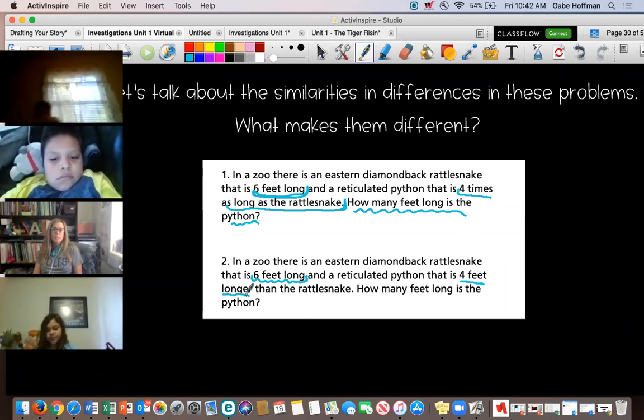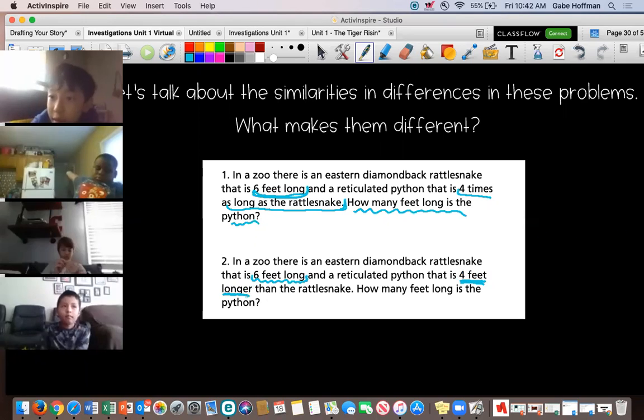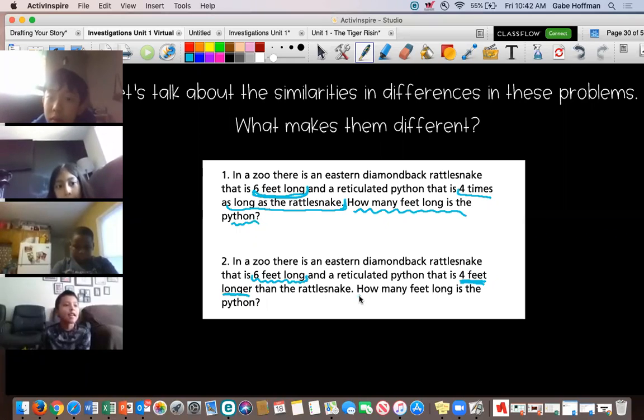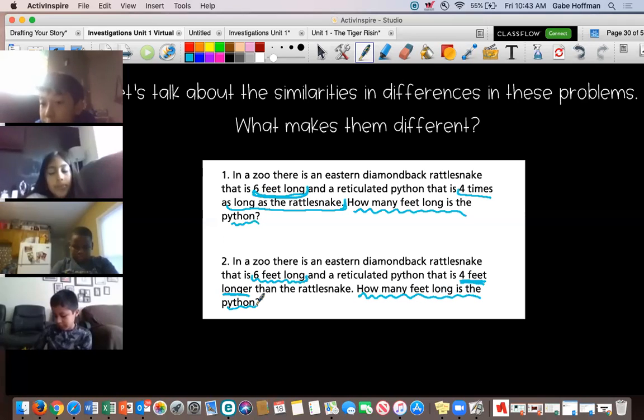In the first one, it says it's 4 times as long. And in the second one, it says it's 4 feet longer. And then I forgot to turn my mic on again. It's okay. It's all right. CJ, what is it asking me in number 2? It's asking you how many feet long is the python? Yep. So both questions are asking me how many feet long is the python. And in both questions, the rattlesnake is 6 feet long.